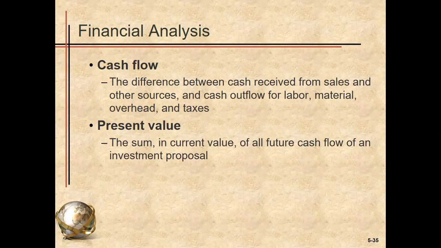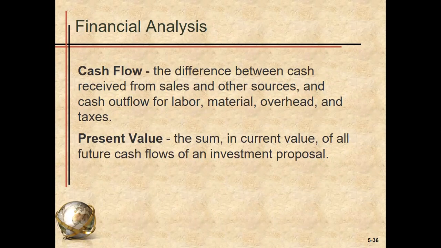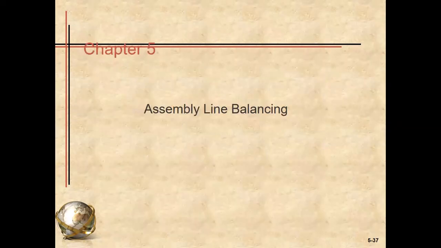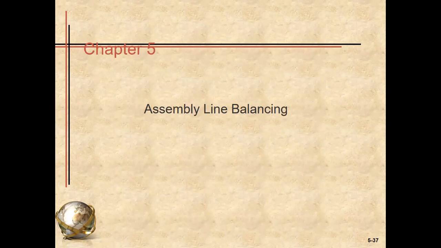Financial analysis. So it is about cash flow and present value. Cash flow is the difference between cash received from sales and other sources and cash outflow for labor, material, overhead, and tax. And then the present value is the sum in current value of all future cash flows of an investment proposal. Financial analysis, I think same like before. Assembly line balancing I explained in another slide, in the second slide.